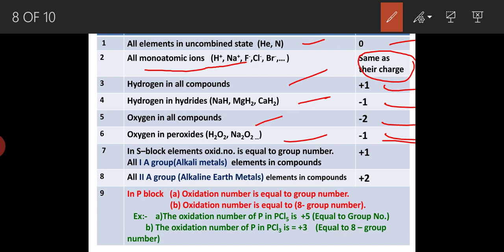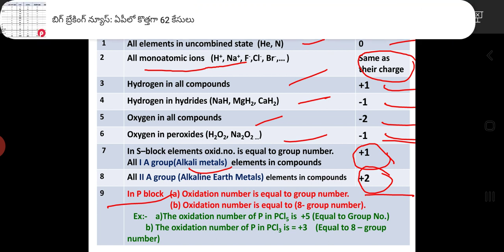In s block elements, the oxidation number is equal to the group number. That means all first A group elements, that is alkali metals, exhibit +1 oxidation state in their compounds, whereas second A group elements, that is alkaline earth metals, exhibit +2 oxidation state in their compounds. In the case of p block elements, the oxidation number varies in two ways. One is that the oxidation number is equal to the group number, and the second is that the oxidation number is equal to 8 minus the group number.